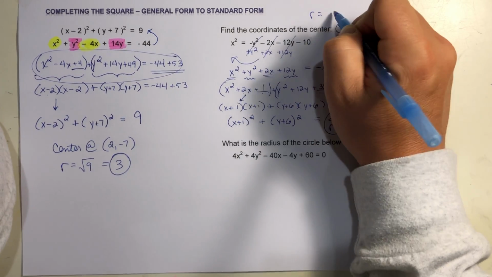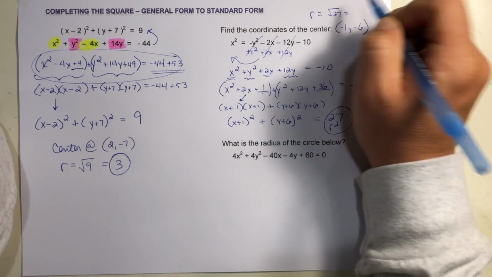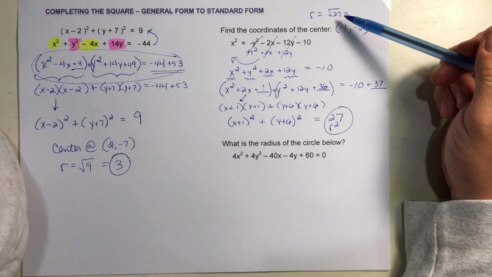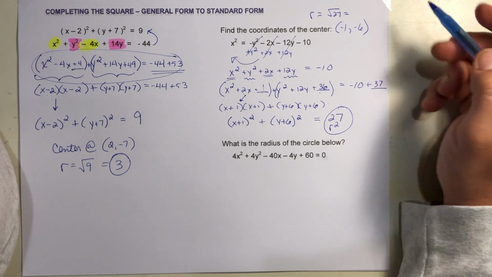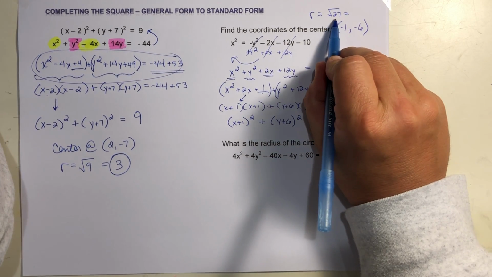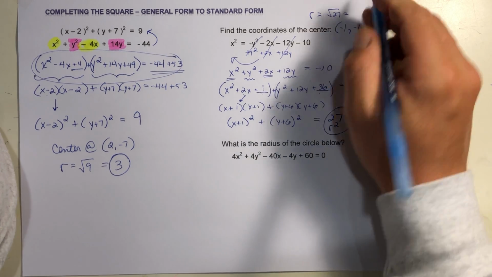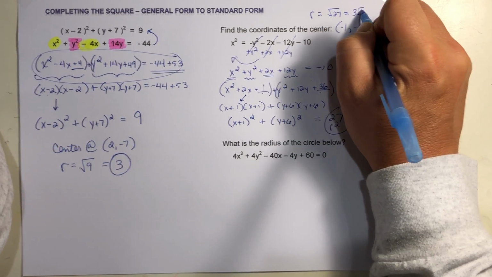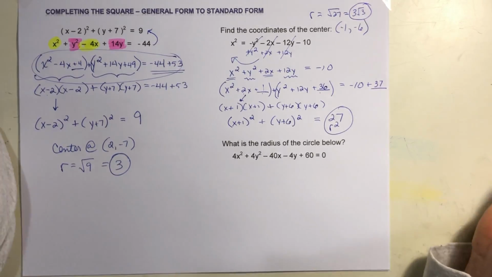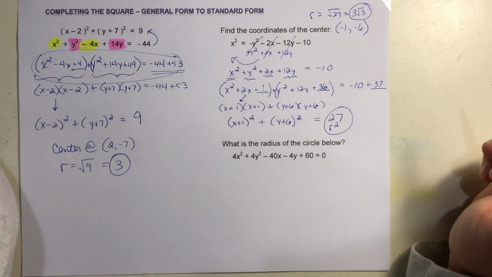So the radius would be the square root of 27. But guys, in high school, we know that we always simplify our radicals. So I could break this up into radical 3, radical 9. So the radius would be exactly 3 radical 3. All right, a little tougher.